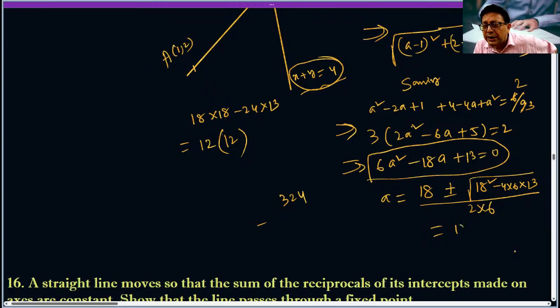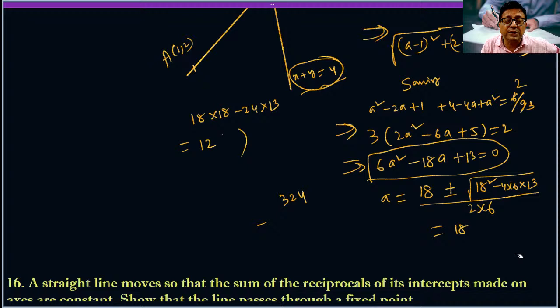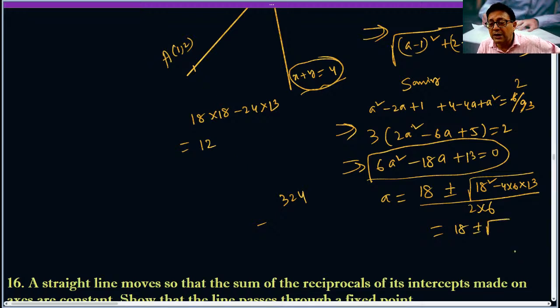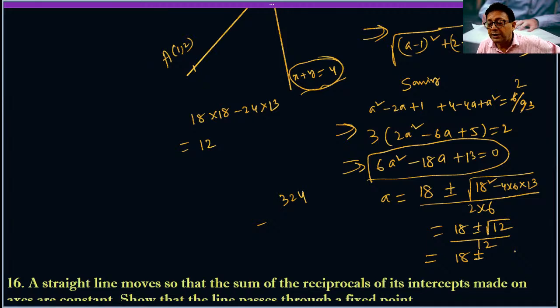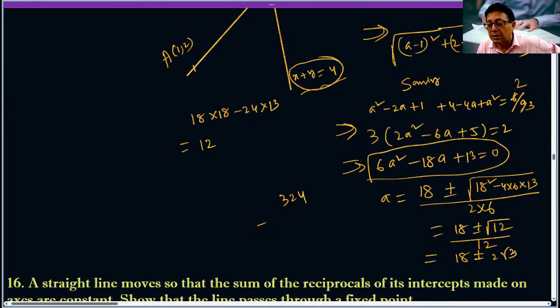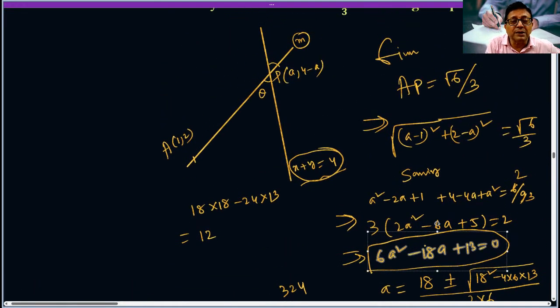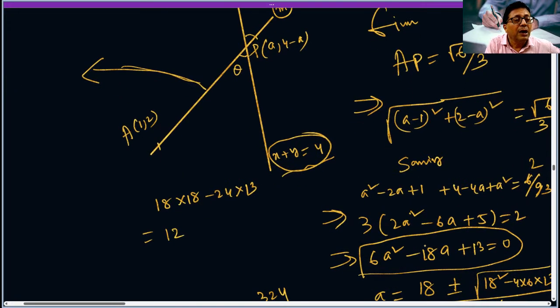So it is 18. No, only 12. Sorry. Only 12. 18 plus minus root 12 by 12. 18 plus minus 2 root 3 by 6. Now angle will be what? This theta they asked you to find. How to find the value of tan theta here?